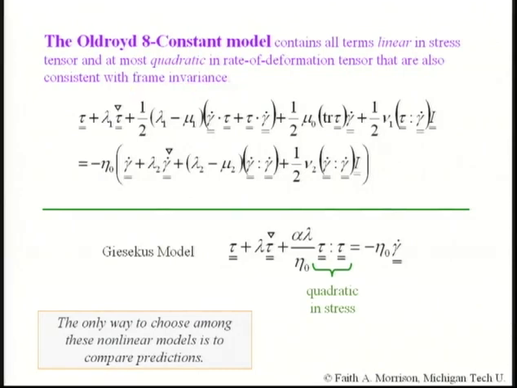Now, Giesekus said, well, linear in stress, how about quadratic in stress? So here's the Maxwell model again, these two terms and this one. And he added a term quadratic in stress.